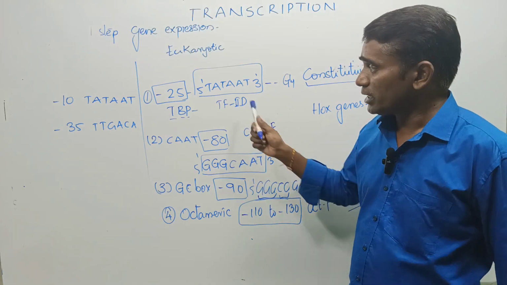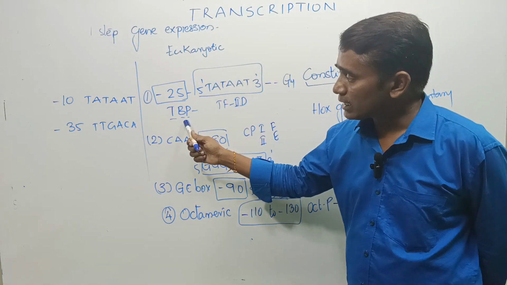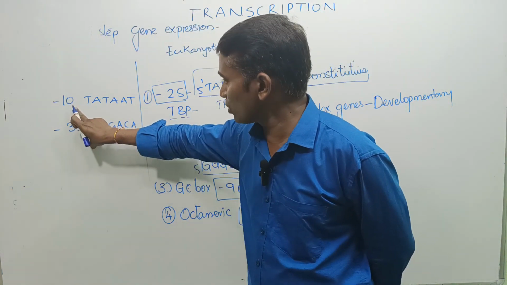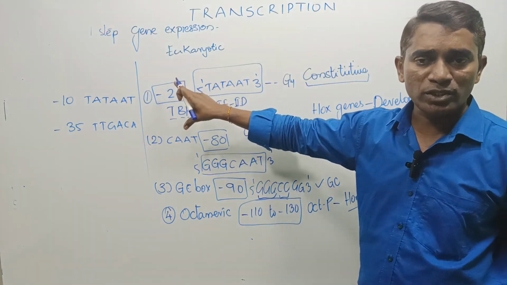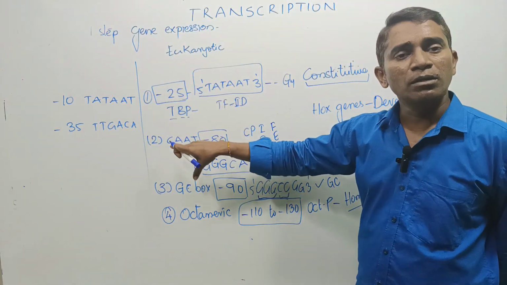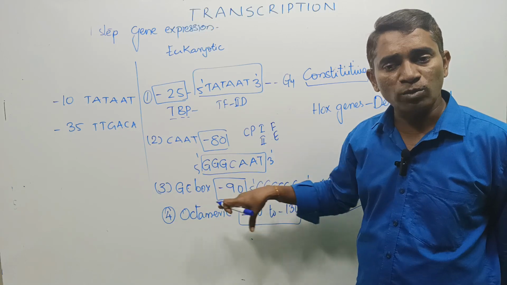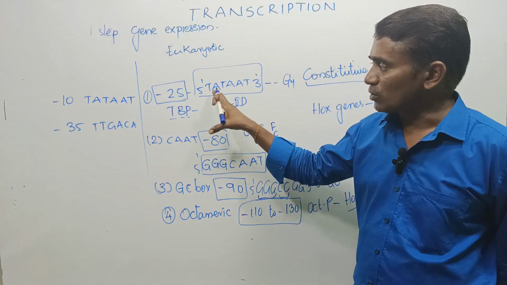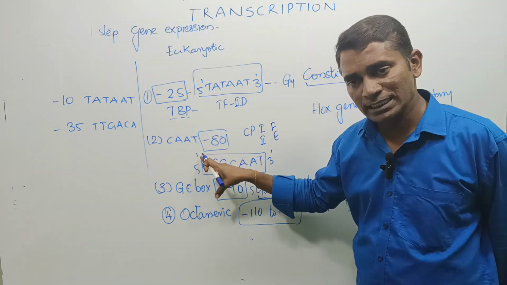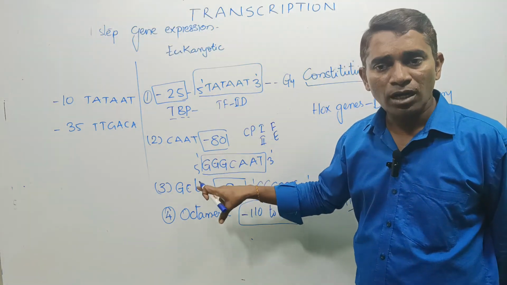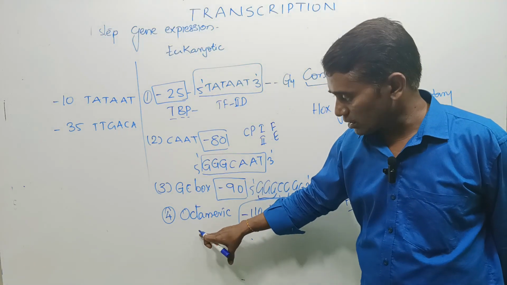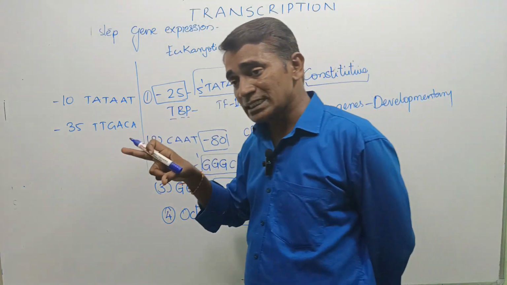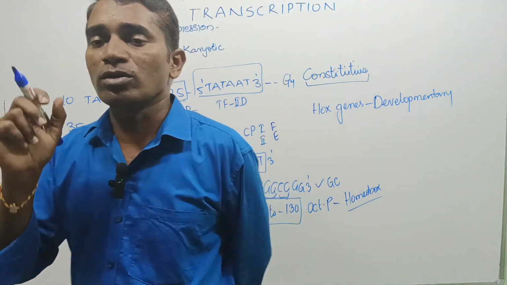This is about eukaryotic consensus sequences. This is in case of prokaryotic organisms. In eukaryotes at minus 25, at minus 80, minus 90, minus 110 to minus 130, there are consensus sequences. One is a TATA box, the other one is a CAAT, then GC box, octomeric sequences. These are the 4 different consensus sequences present in eukaryotic organisms.